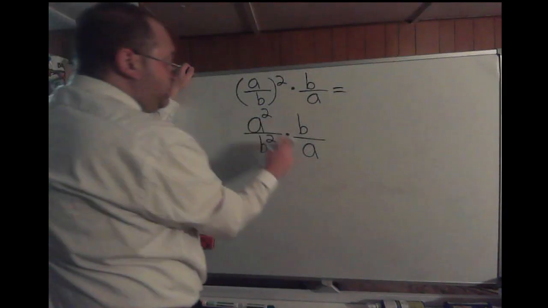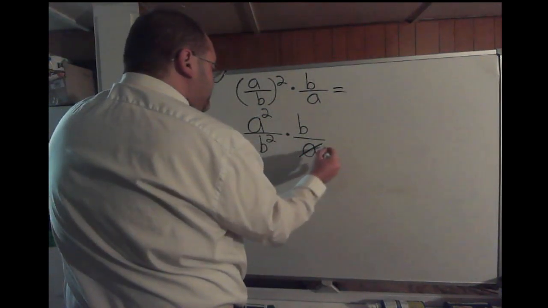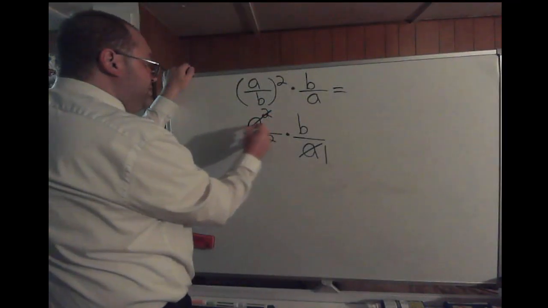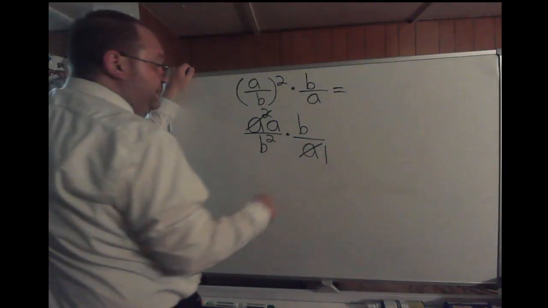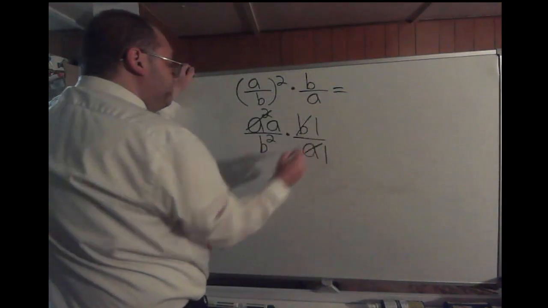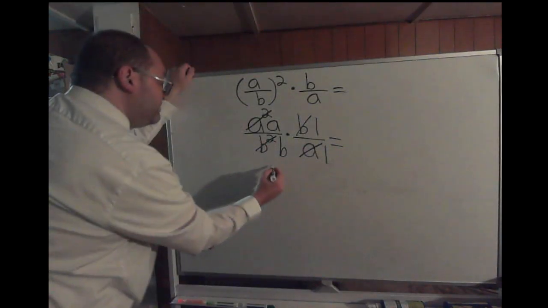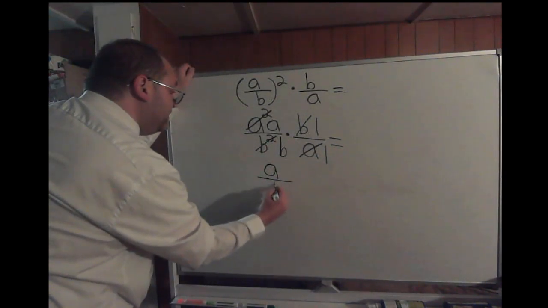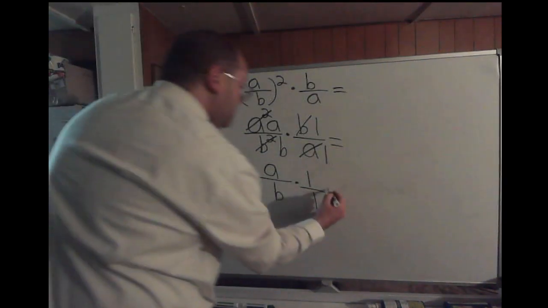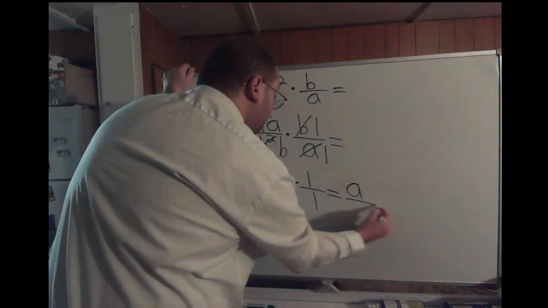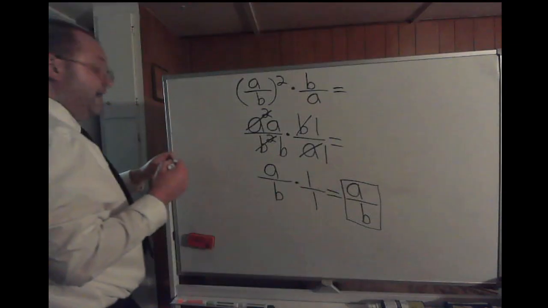Well, between a squared and a, there's a common factor of a. If you divide a by a, you get 1. Divide a squared by a, you just get a. Now between b squared and b, there's a common factor of b. Divide b by b, you get 1. Divide b squared by b, you get b. So what you're left with now is a over b times 1 over 1, which is just going to give you a over b. So in the end, you should get a over b.